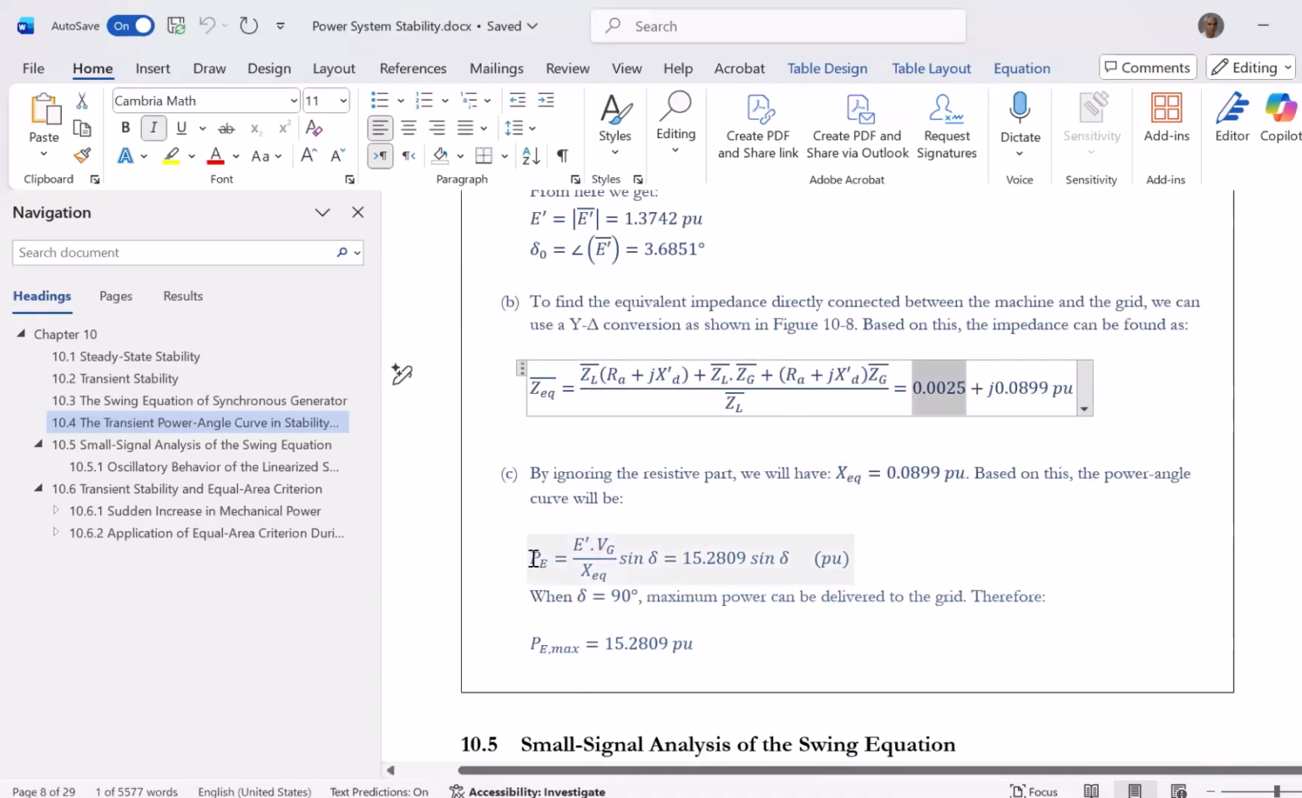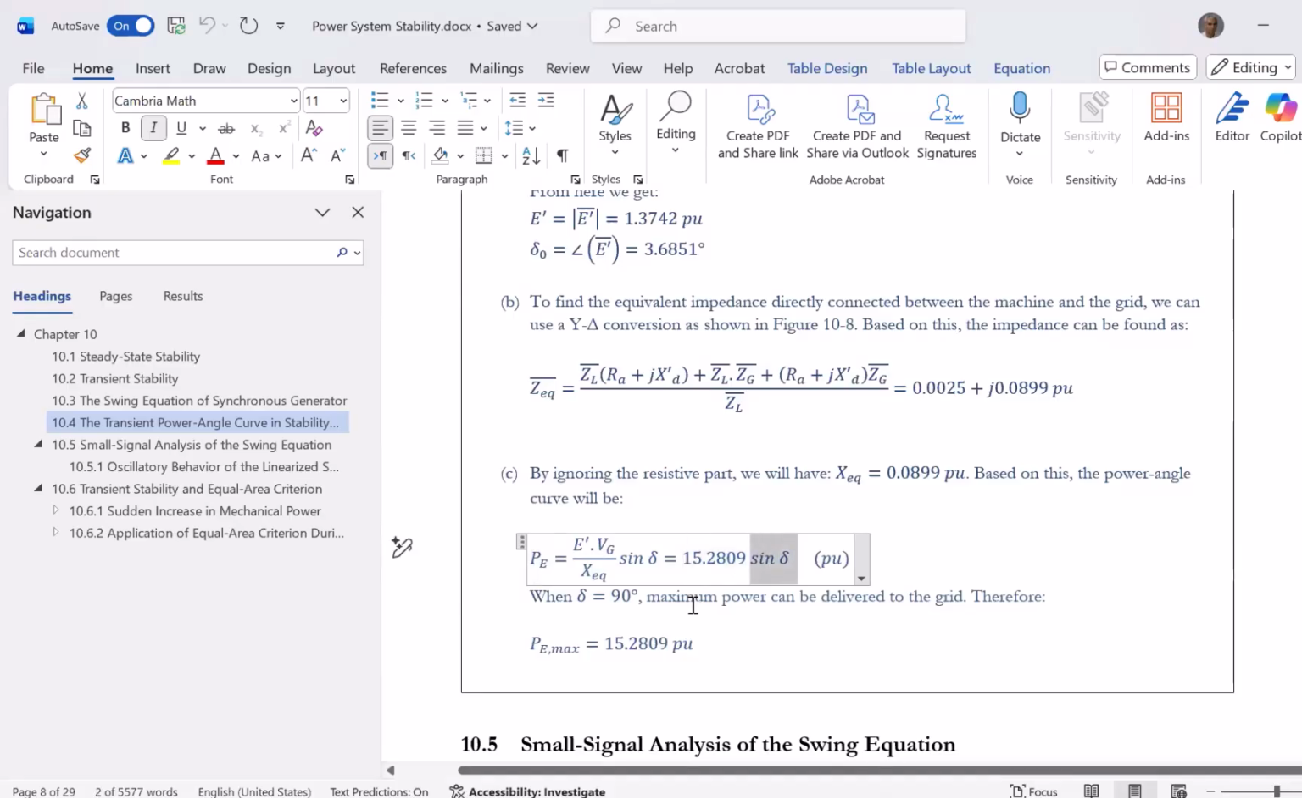This is going to be the equivalent power that is going to be transferred between the generator and the grid, which brings this X equivalent of this value in the denominator. E prime and VG were found in the first part of the problem. So this would be the power angle curve. PE would be 15.2809 times sine of delta.